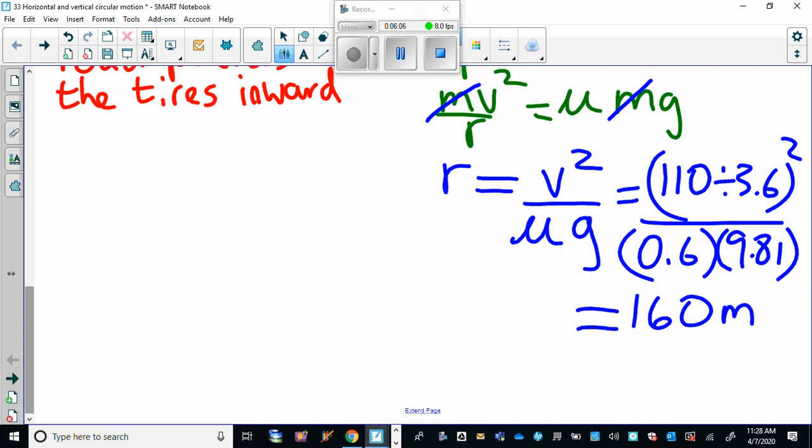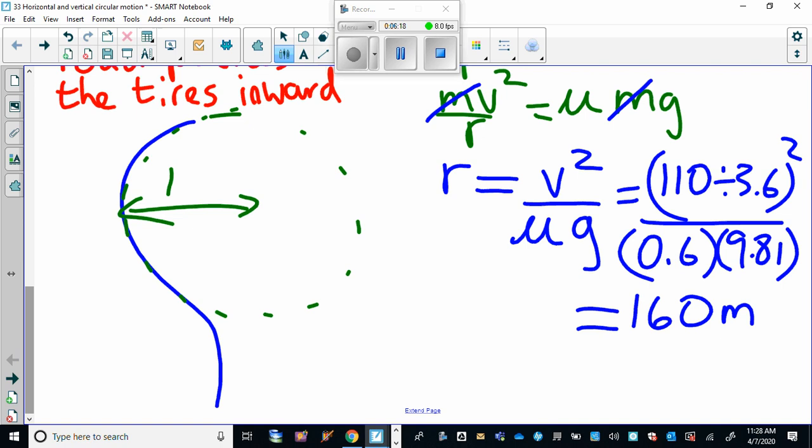It must be. Oh, there's the curve. So if that was the curve right there, then there's the circle. In other words, this would have to be 160 meters. Okay, so pretty straightforward for horizontal circular problems. We'll stop this video, start another one for vertical, because vertical problems are far more complicated and thought-provoking.